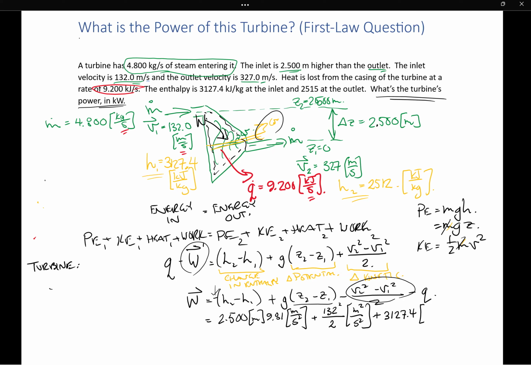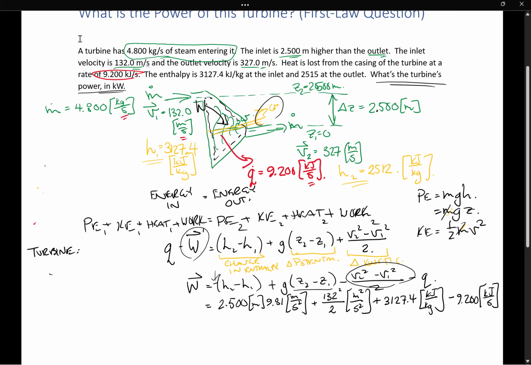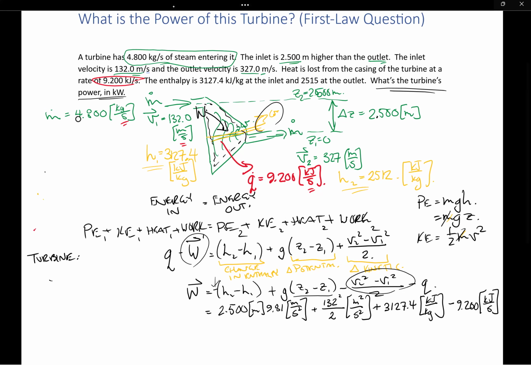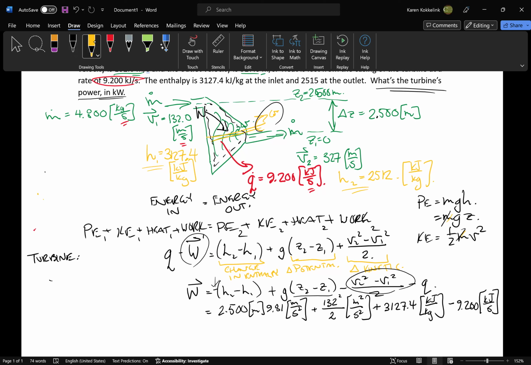3127.4 is the difference in enthalpy in kilojoules per kilogram. And I'm subtracting the 9.200 kilojoules per second of heat that got lost. And as I'm crossing these things out, let me just describe the units for the rest of this description.